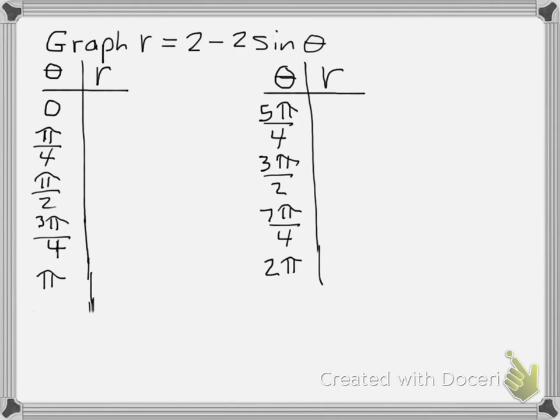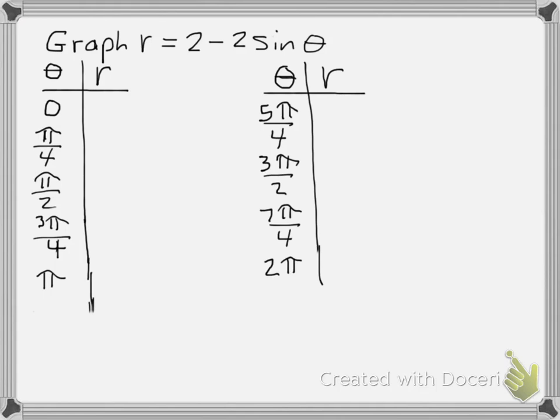And what I've done is I've created sort of two tables. It would be one, but I didn't have enough room to make it just one, so I split it up into two. And we'll start at, say, 0 radians for theta, and we'll just go every pi over 4 radians until we get to 2 pi radians. So basically we're going every 45 degrees, if you want to think of it that way. So for each of these thetas, we'll plug it into r equals 2 minus 2 sine of theta and see how far we are away from the origin.